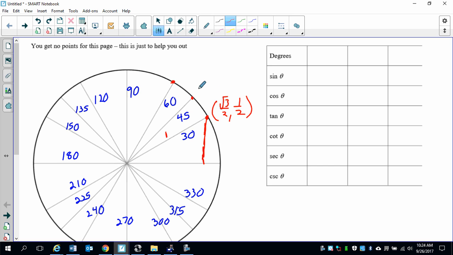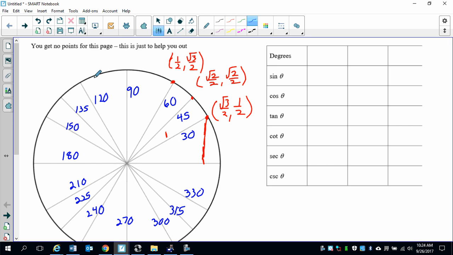Okay, so then at the 45, they're both the same. X and y are both the same distance right here. And so that's going to be the square root of 2 over 2, square root of 2 over 2. And then at 60 degrees, the x and y just flip-flop. Okay? So then now the x value is 1/2 and the y value is square root of 3 over 2. So if you can get this first quadrant down, everything else, I mean, not that it's easy, but it's not something you have to memorize. It's something you should be able to come up with.